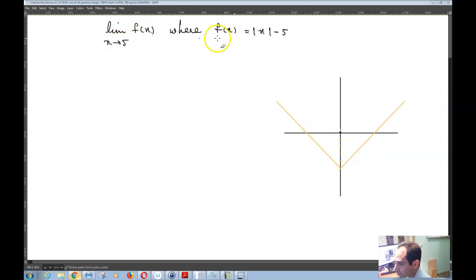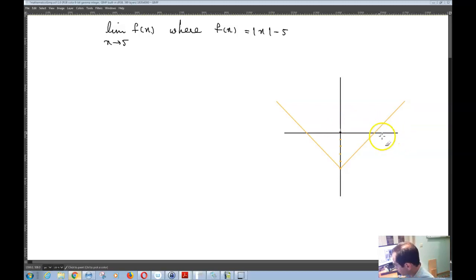And of course at x is equal to 5, I think your output is going to be 0. That means that the limit of this function is going to be 0 at that point. Number 27 is 0, of course.